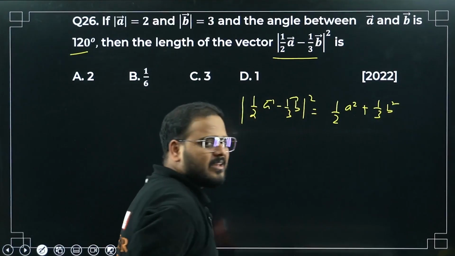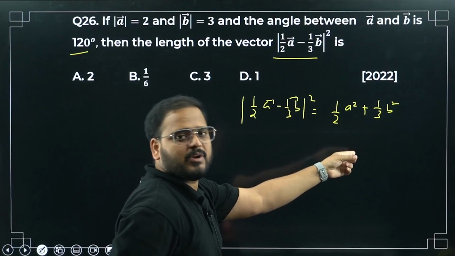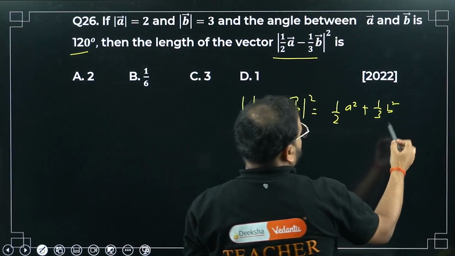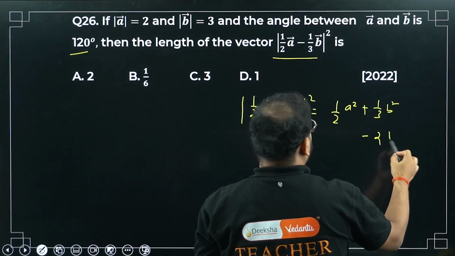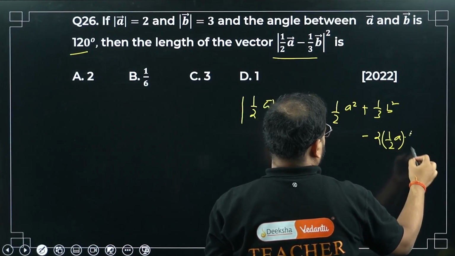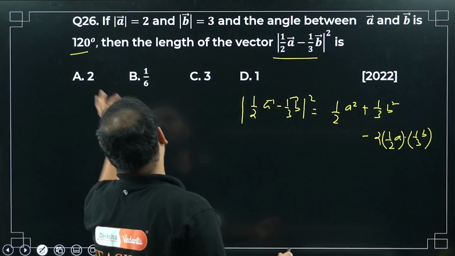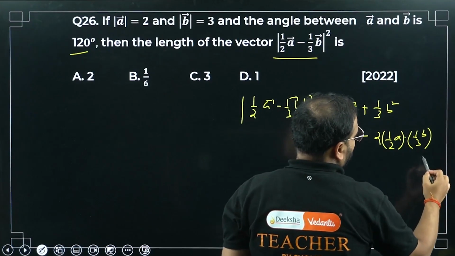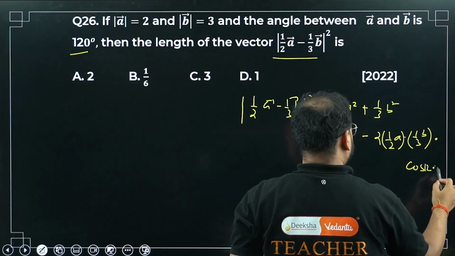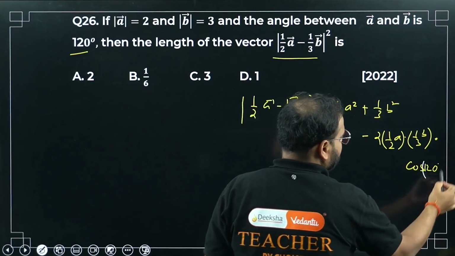Why am I writing A square directly? Because if I do this, I'll get A dot A, and A dot A is A square directly. That's why I'm writing A square all the time. I hope you know that. I've taught you in the sessions also. So now the last term: minus 2 times 1 by 2 A into 1 by 3 B, and the angle cos 120 degrees. Cos of 120 degrees, sir.